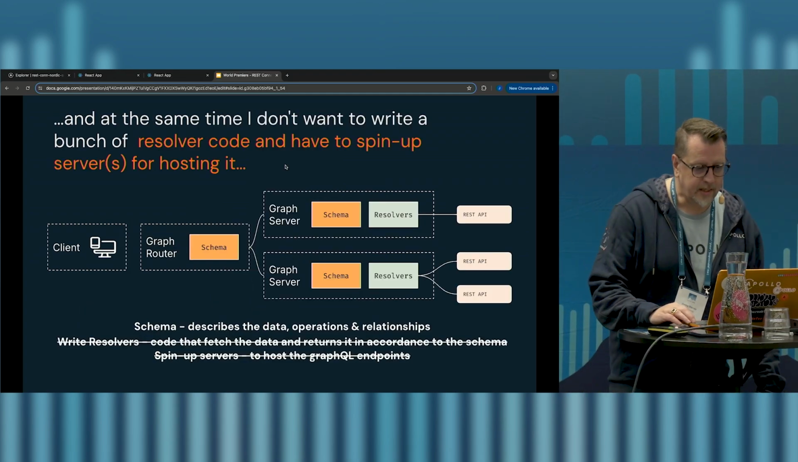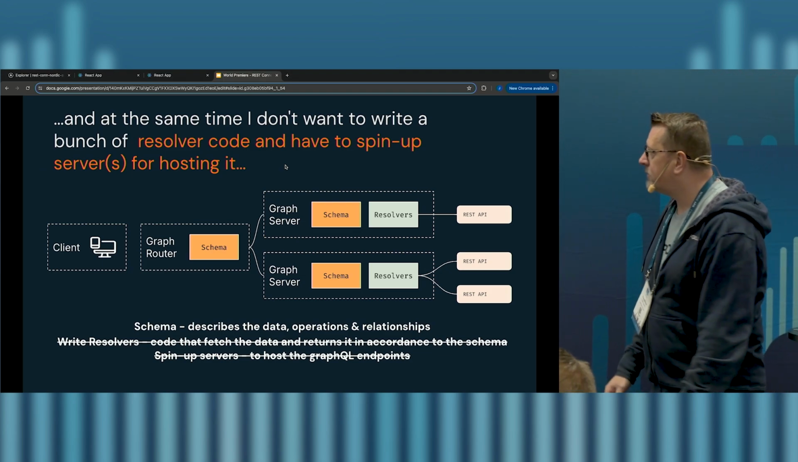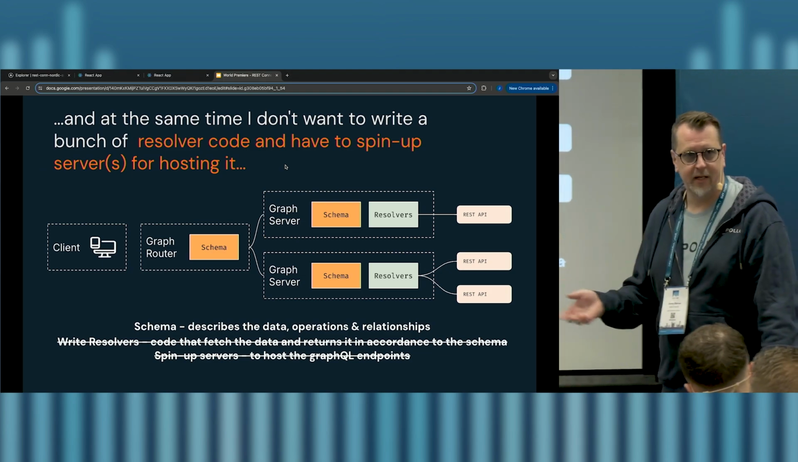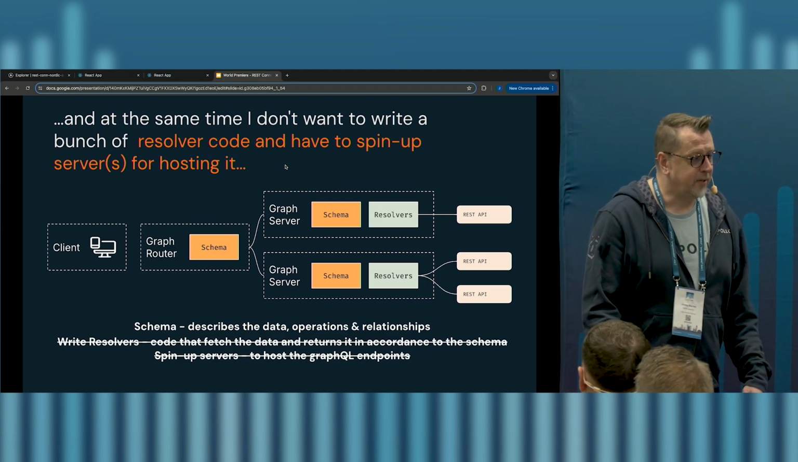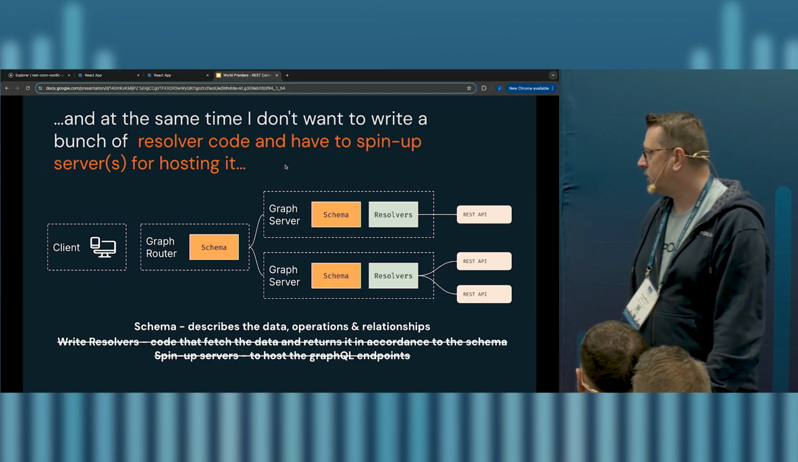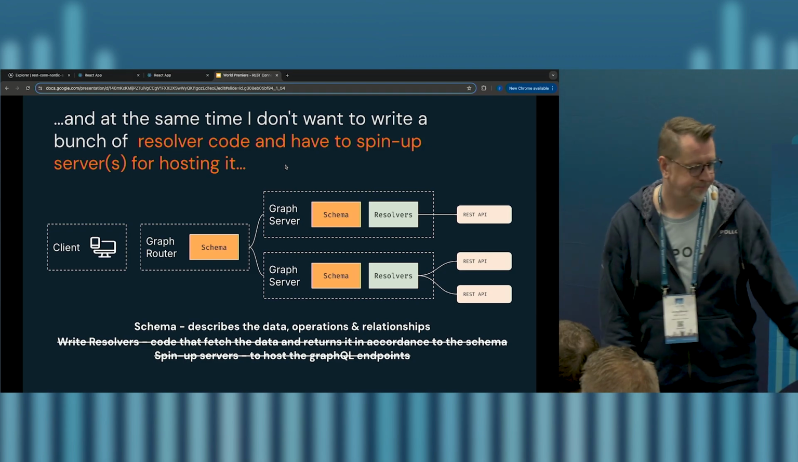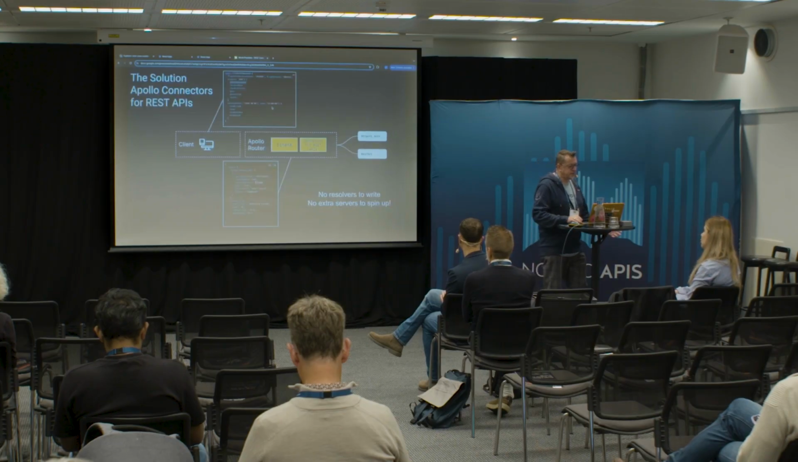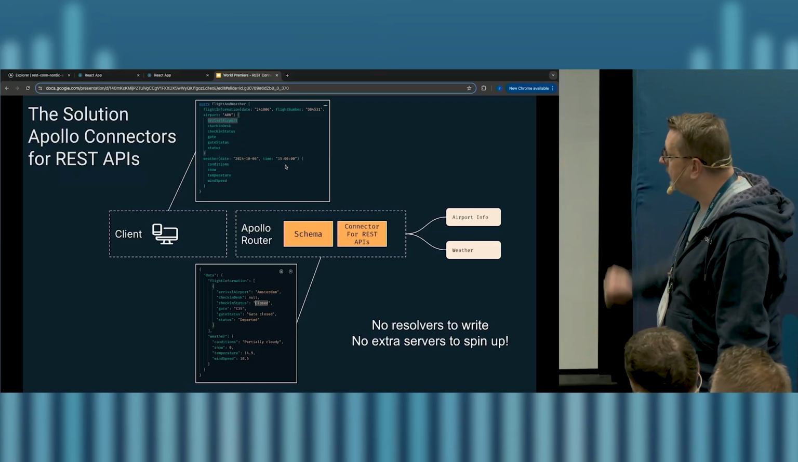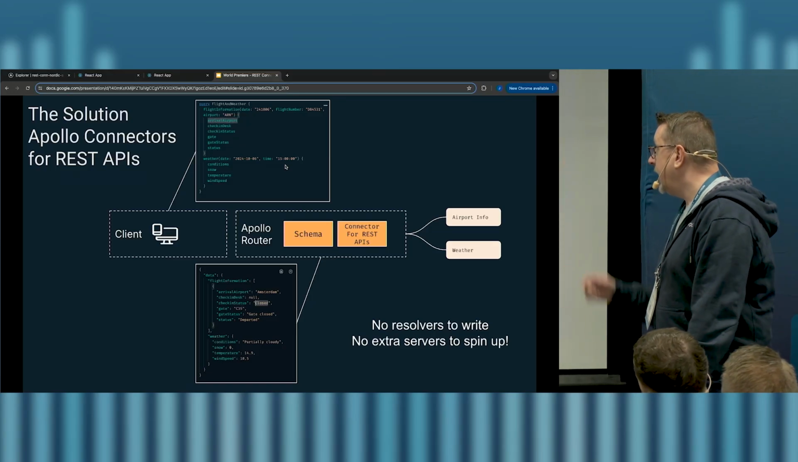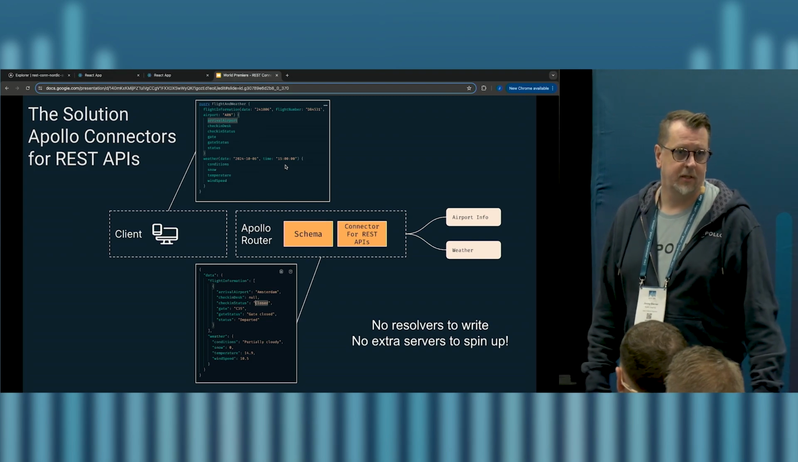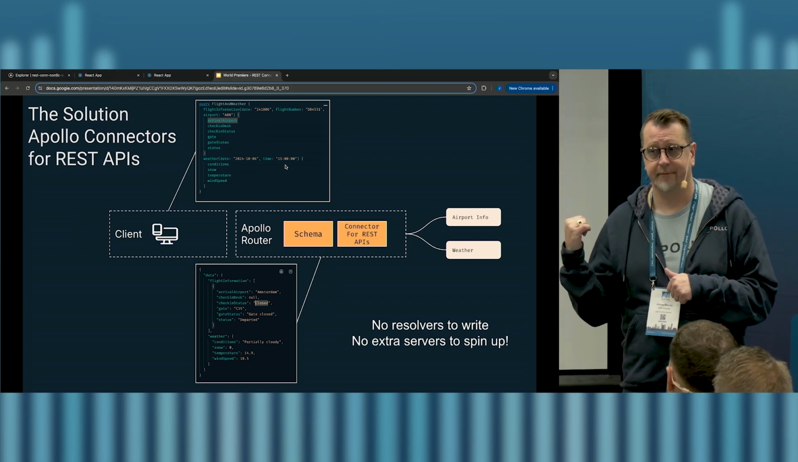So at the end of the day, I really didn't want to write any resolvers, and I didn't want to really spin up any servers for it either. I had a router running, so I will use that one. So the whole idea is that. So my end solution will be this way. I will have my client, I will have a query, I will ask for the data I want, and I will use the connectors to connect to my REST APIs.